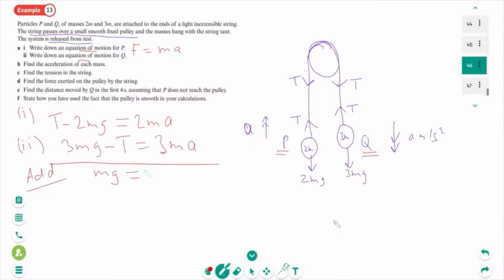2ma plus 3ma is 5ma. So look, the m's cancel out. So the acceleration is g over 5. So you can leave your answer in terms of g.